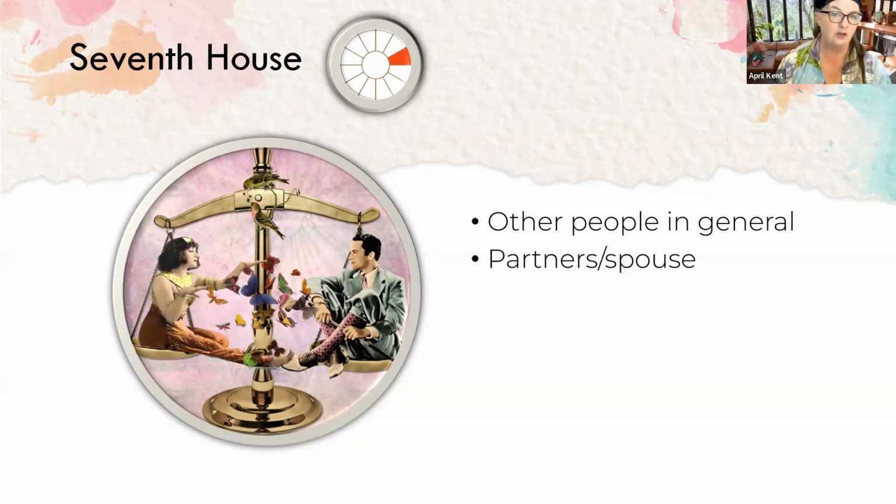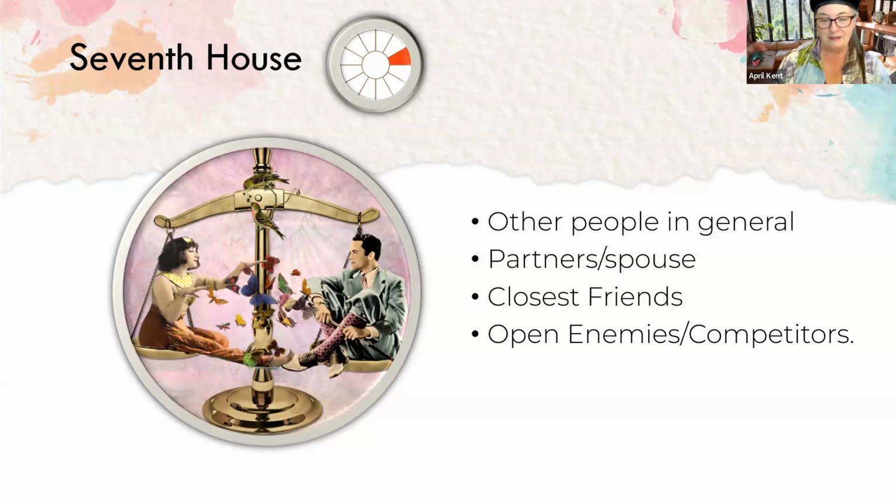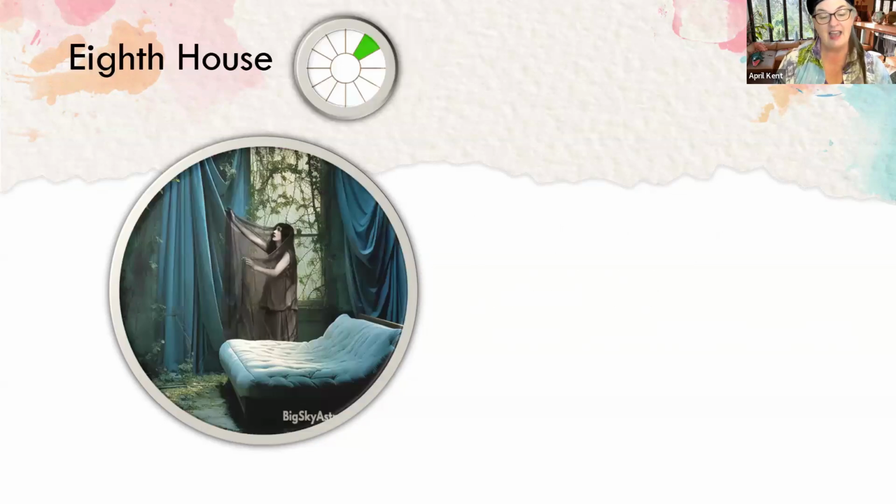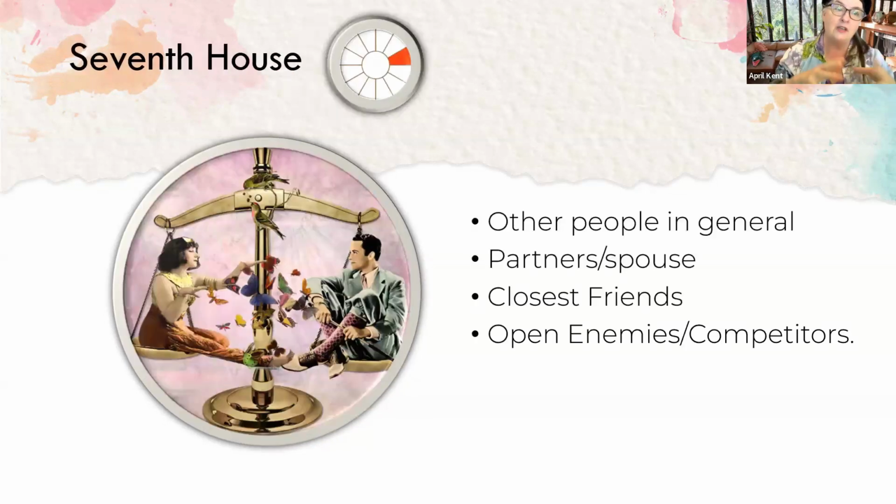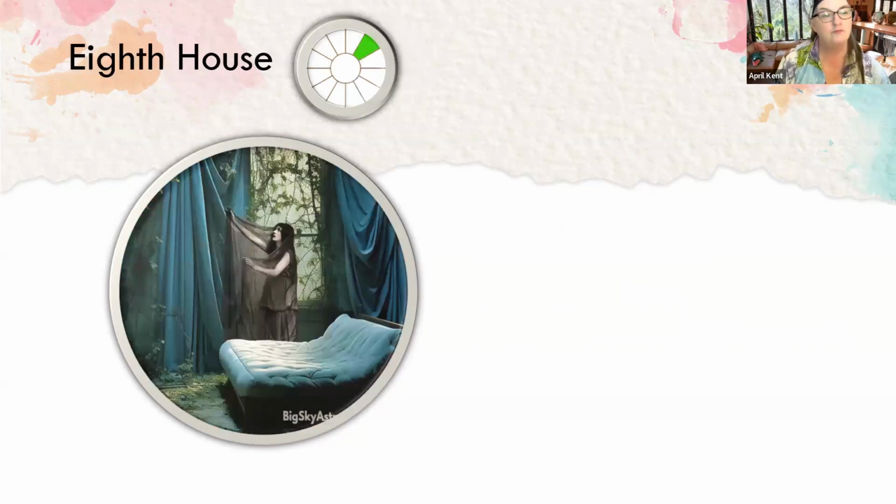Partners, and in particular, a spouse, your very closest friends, your open enemies or competitors. Competitors is usually a word that's more palatable to people. We don't like to think of ourselves as having enemies. But if you and another person are going after, say, the job of President of the United States, and only one of you can hold that job, you are competitors. In that sense, your seventh house figures to each other.